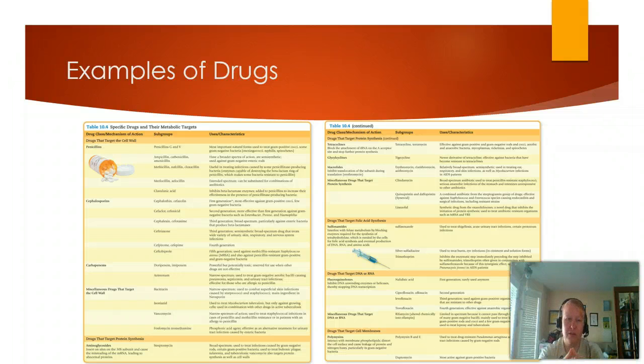What I want you to really do with this chart is just be aware of some of the drugs that work on some of the targets. As I said, I don't expect you to have it memorized, but is there something here that maybe you're familiar with? Have you been prescribed something before? And now you can see how that actually worked to clear your infection.